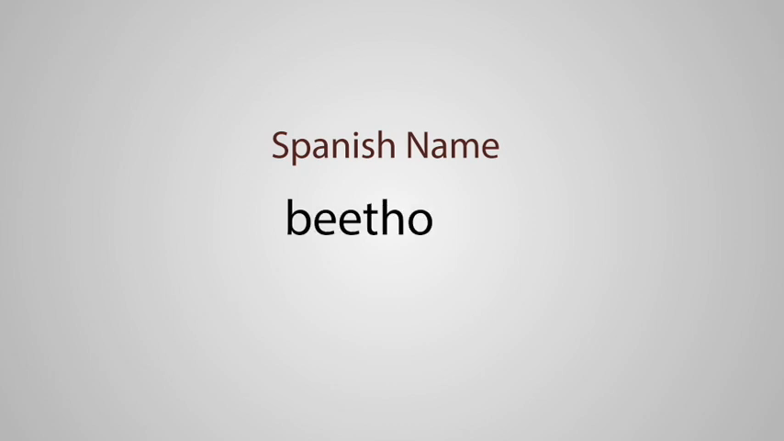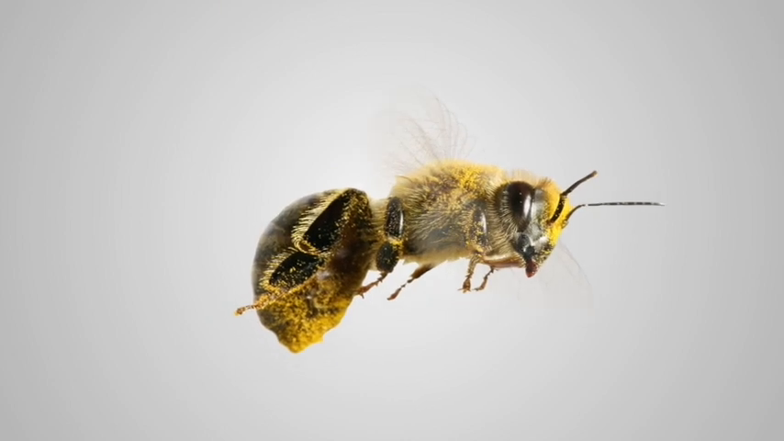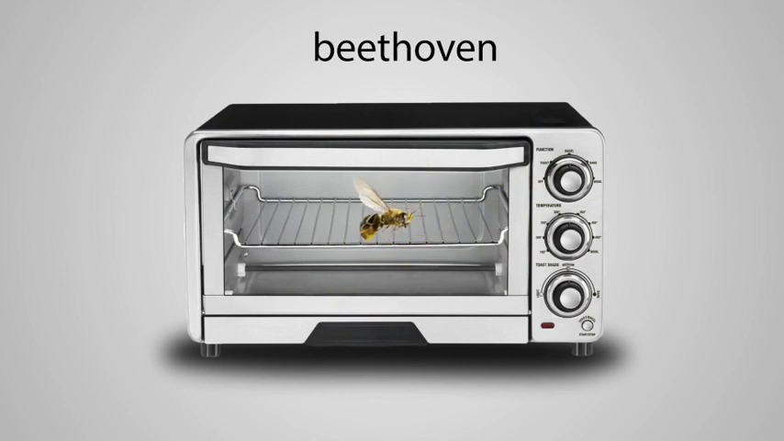Now, this is a Spanish name, Beethoven. It sounds like bee, throw, oven. Visualize a big bee thrown into an oven. Like this, you can remember any person's name by visualizing a crazy story in your mind. In this manner, you can remember any name by visualizing a crazy story around it.